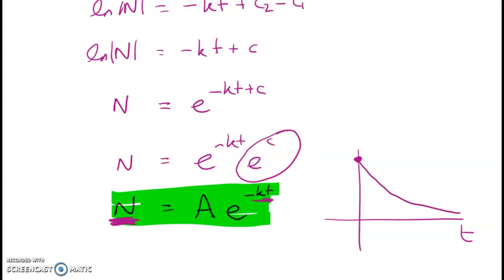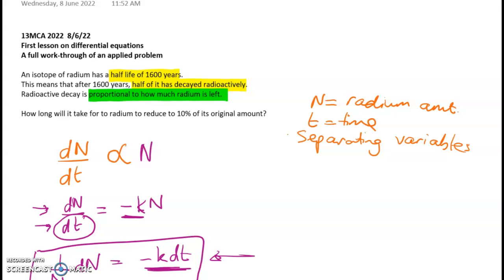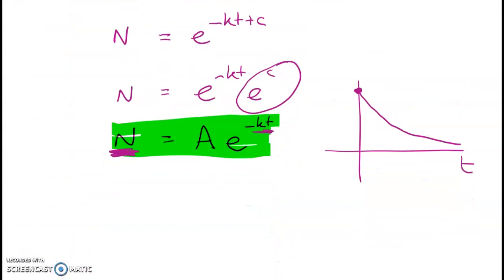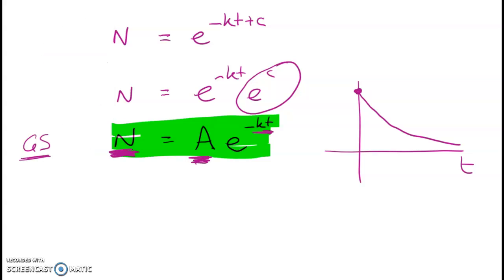We don't know exactly how steep it is yet. So our job now is to figure some of that stuff out. And in this problem, we were told something important about the half-life. We were told that after 1600 years, half of it has decayed radioactively. So this first thing that we've got here is what we call a general solution to a differential equation. I'm going to go on now and use it to solve a problem, which is getting a particular solution. So the particular solution is where I've gone and figured out values for the two constants.